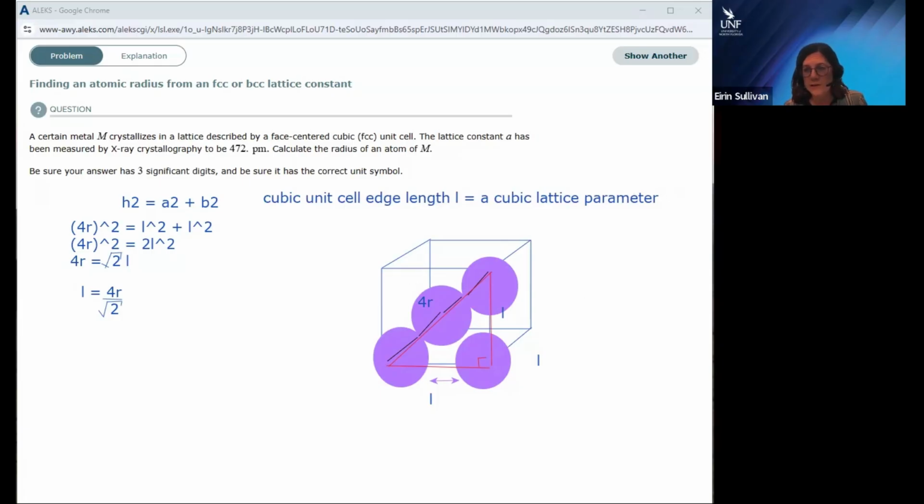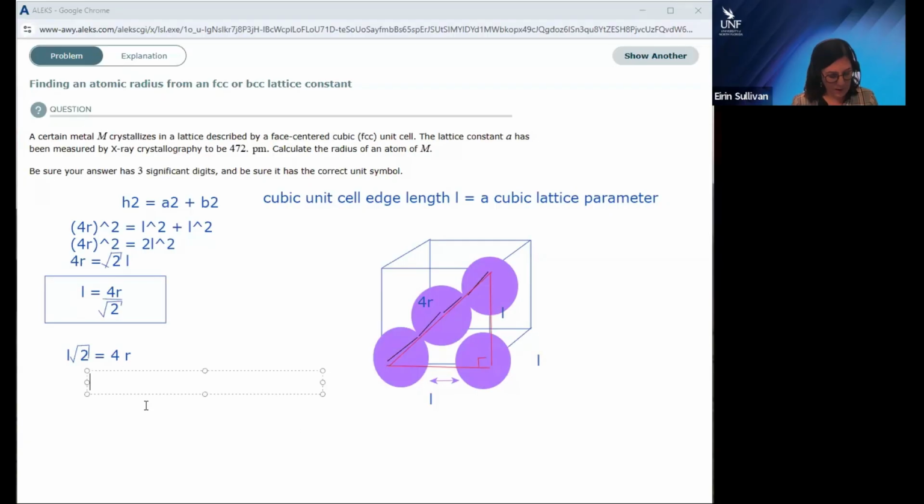So what we're going to do is take that relationship that we've just derived and rearrange and solve for R. If I multiply both sides by root 2, I get L times root 2 equals 4R. I'm going to have to draw that root 2 in again. There's got to be a better way of doing this, but writing things sometimes is easier than computering things. Then I want to get R by itself, so I'm just going to divide through by 4.